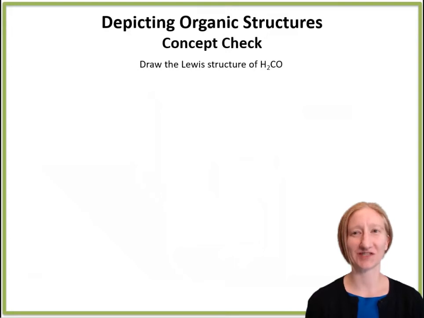In this concept check question, you're asked to draw the Lewis structure of H2CO. So go ahead and pause your video and take a minute to draw that Lewis structure. Okay, we'll start by determining our total number of valence electrons. Here we have 2 from hydrogens. We have 4 from the carbon and 6 from the oxygen, giving us a total of 12 electrons.